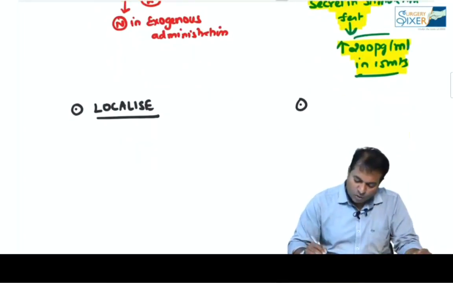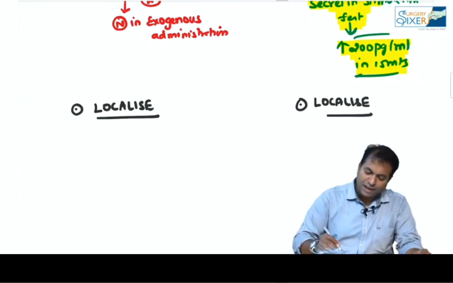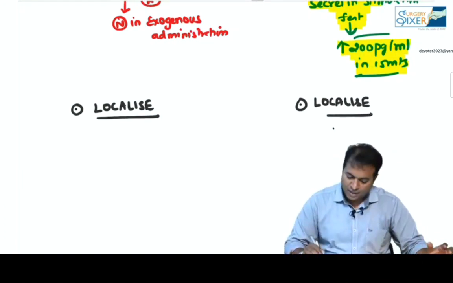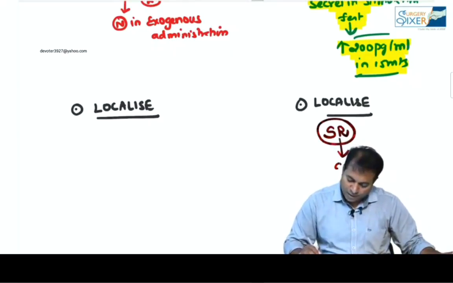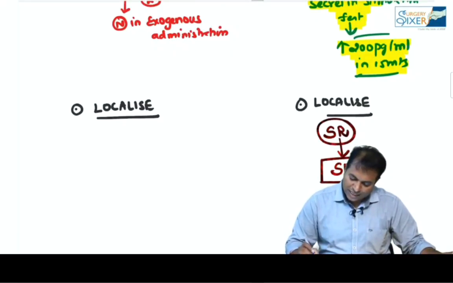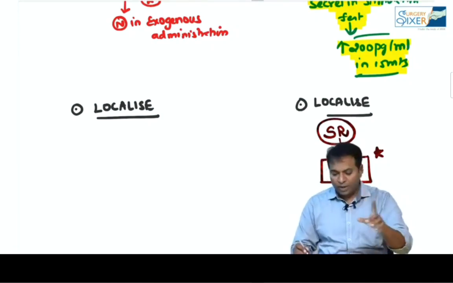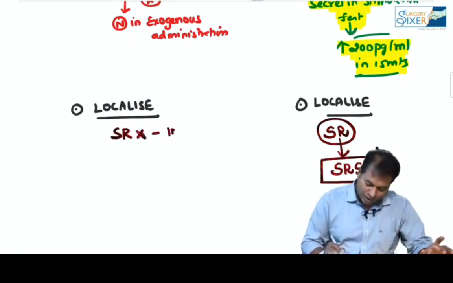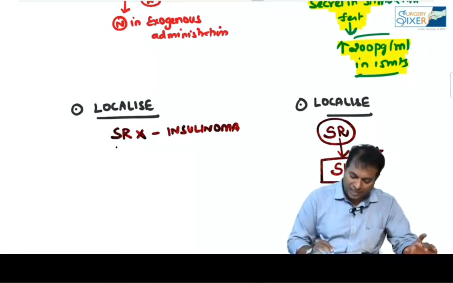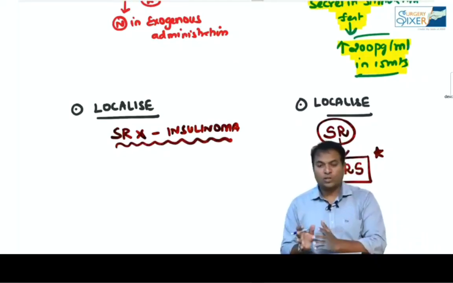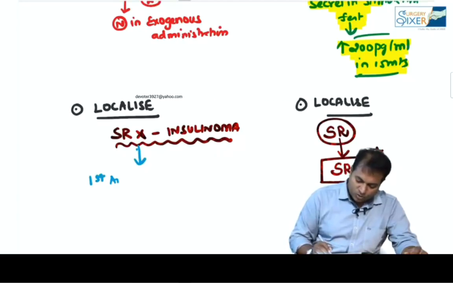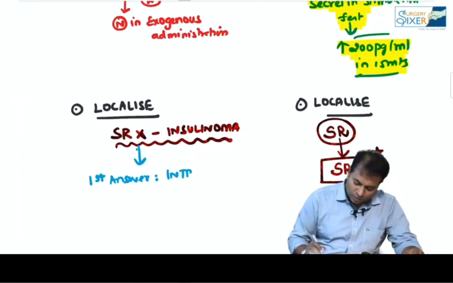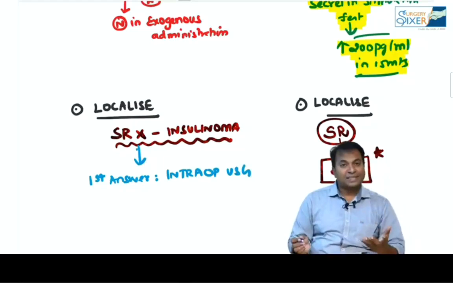It is very easy for gastrinoma. Why? Because all neuroendocrine tumors have a receptor known as the somatostatin receptor. Therefore, gastrinoma is localized by SRS, somatostatin receptor scintigraphy. There is only one neuroendocrine tumor which will have no somatostatin receptor, that is insulinoma. Therefore, we cannot localize insulinoma with somatostatin receptor scintigraphy, and we have to depend on other investigations. The first answer for this question to localize is intra-op ultrasound. That is the first best answer. There are many answers, and we don't know what the examiner is going to have.